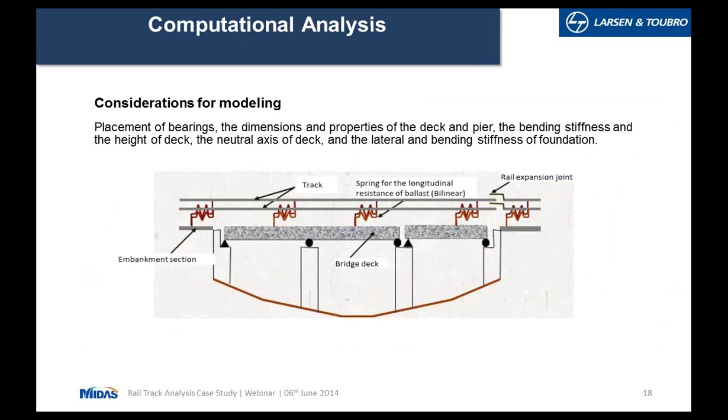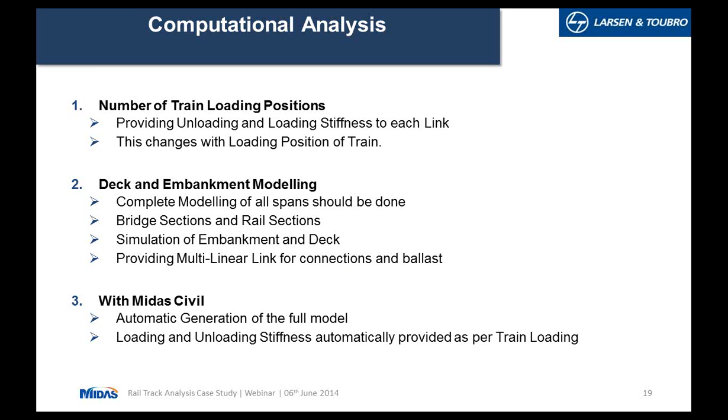For computational analysis, we can list the basic input requirements for simulation. For the bridge, these are bearing details, dimensions and properties of the pier and deck, elastic properties of the deck, height of the deck, neutral axis of the deck, lateral and bending stiffness of the foundation. Further to this, loaded and unloaded longitudinal resistance of the fastening, the rail sections, train loads, etc. We can provide all these inputs in the rail structure interaction module of Midas to very easily create the various models and simulations. This will be explained by examples of our two projects in the coming slides by my colleague.